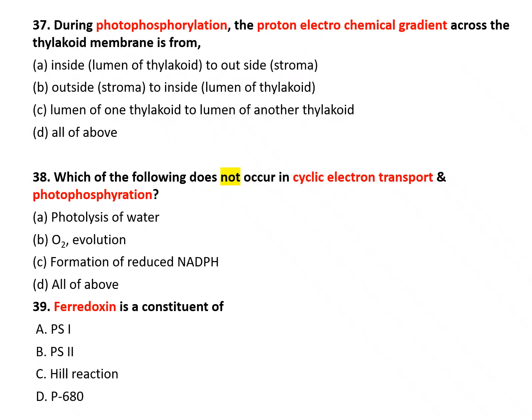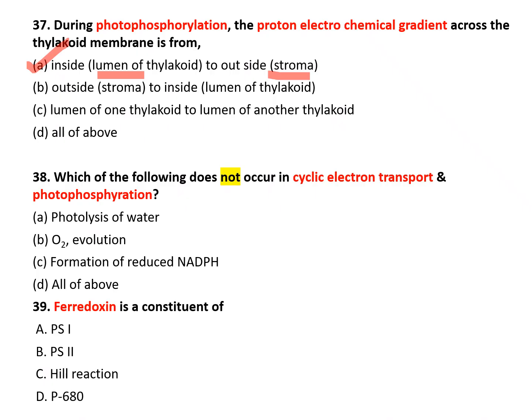The next question, number 37. During photophosphorylation, the proton electrochemical gradient across the thylakoid membrane is from: option A, inside, that is lumen of thylakoid, to outside, stroma; option B, outside, that is stroma, to inside, lumen of thylakoid; option C, lumen of one thylakoid to lumen of another thylakoid; option D, all of the above. The correct answer is option A, inside to outside, that is lumen of thylakoid to stroma.